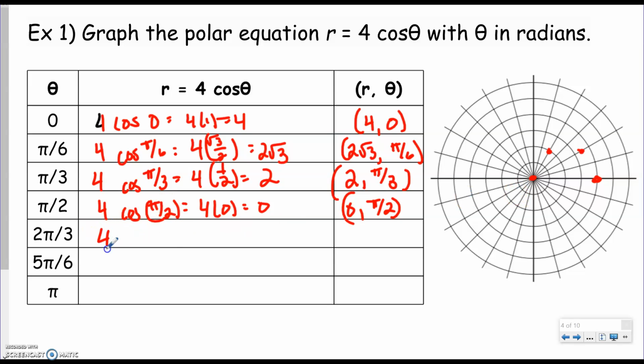At 2 pi over 3, we have a cosine value of negative 1/2. Remember, cosine is negative in the second quadrant. So 4 times negative 1/2 actually gives us negative 2. So we have a radius of negative 2, comma 2 pi over 3. So here's our 2 pi over 3. If it's negative 2, I have to go the opposite direction. So I'm going to go 1, 2.